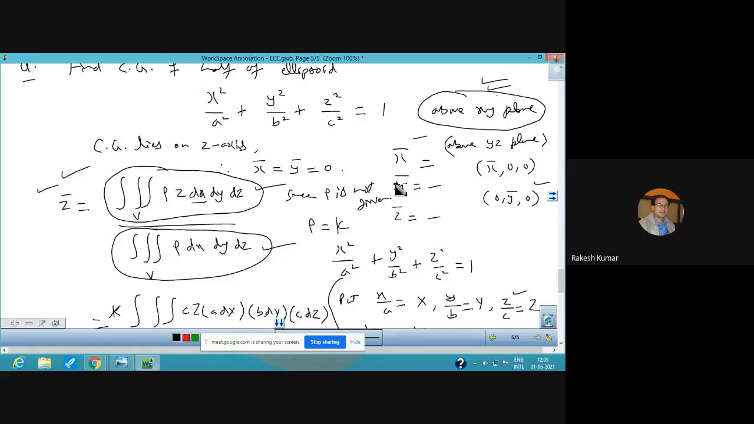So in this way, we can compute the center of mass and center of gravity of a 2D surface and of a 3D surface.